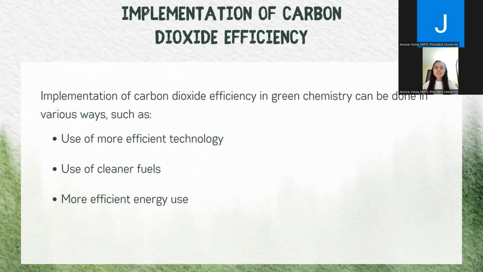The second one is use of cleaner fuels, using cleaner or low sulfur fuels to reduce carbon dioxide emissions. And the last one is more efficient energy use: using more economical and efficient energy in chemical and industrial processes to reduce carbon dioxide emissions.